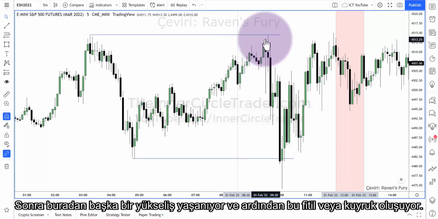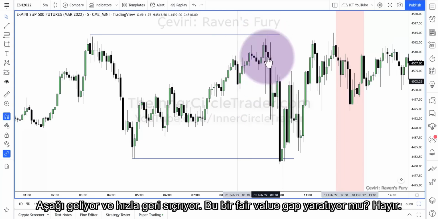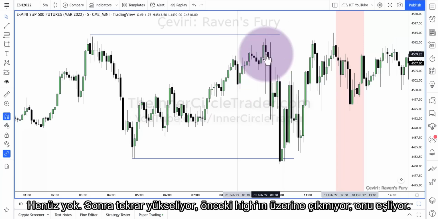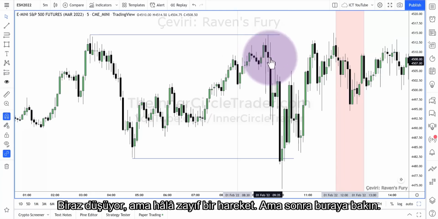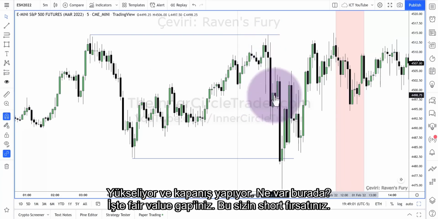Then you have another run higher here, and then you had this wick or tail come down, and it quickly snaps back. Does that create a fair value gap in that? No, it's not there yet. Then it goes higher here, doesn't go above, it matches that high, but then now this high, watch, does it go below that? Yes, a little bit here, but it's still a little anemic. But then look what we have here. It trades up and then smashes down. Then the next candle here closes. What do we have? There's your fair value gap.